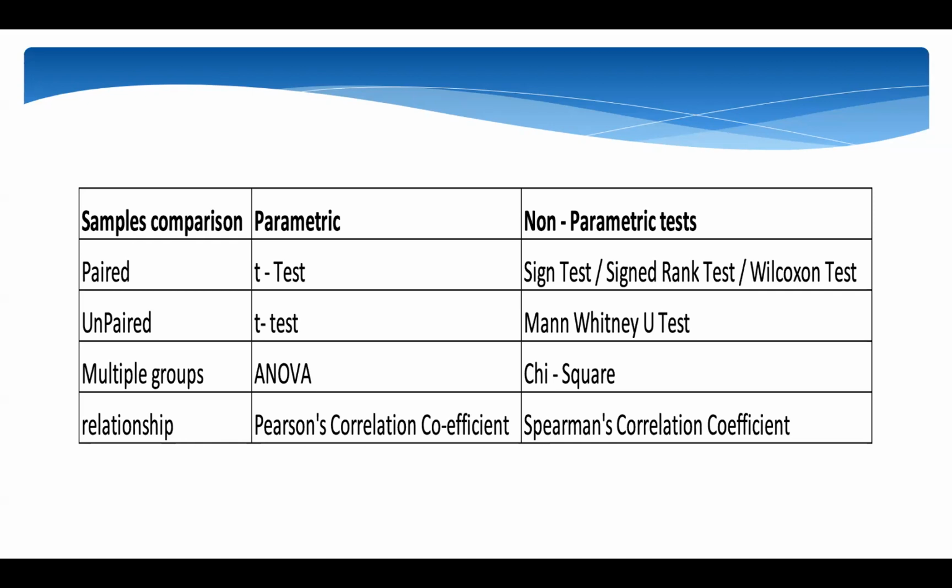Every type of data, every type of problem, we have two types of tests available at our disposal. Depending upon what kind of strong data we have, we can choose a parametric test. If we are not so lucky, we can choose a non-parametric test. All right, let's go ahead.